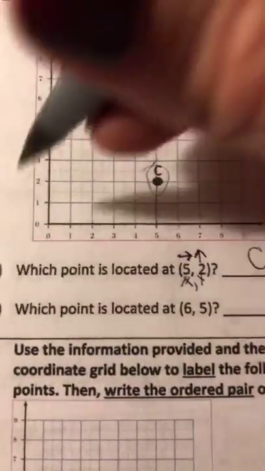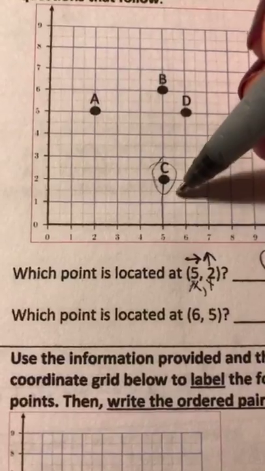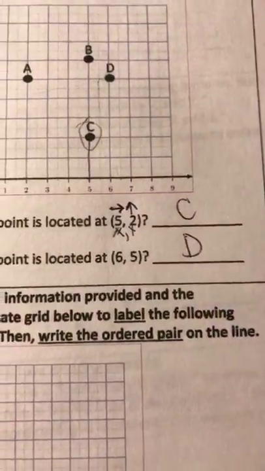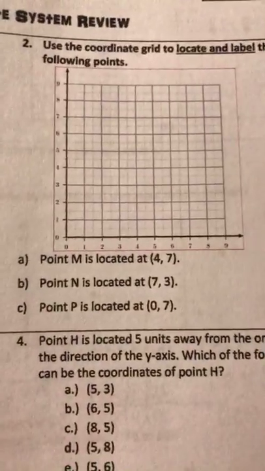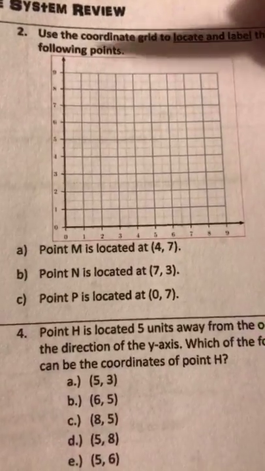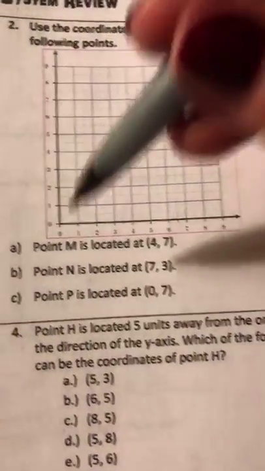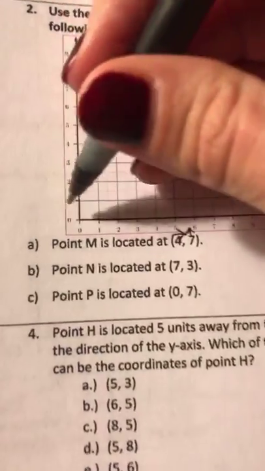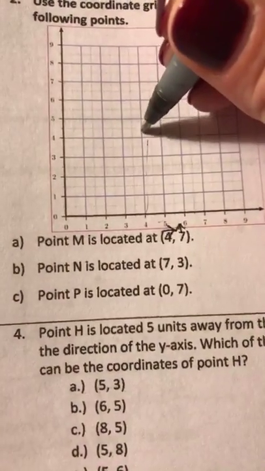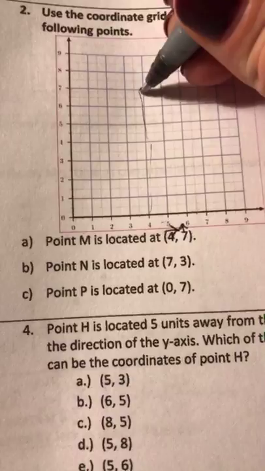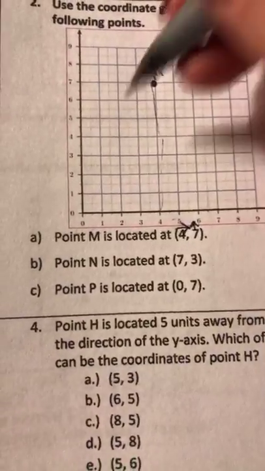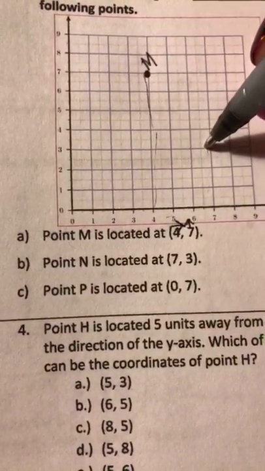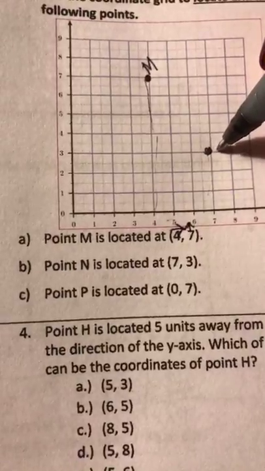I could do the same thing, and I'm going to do it just because it's quick. Across 6, up 5, so 6, 5, I've got D. Boom, super easy. All right, so this one is going to be the reverse. It's going to give me a coordinate grid that I need to locate and label these points. So I'm going to locate and label M. Again, I'm going to run before I jump. So run across 4 units, jump up 7 units, and that's where point M is going to go. Point N, I'm going to run across 7 units and jump up 3 units and label it point N.